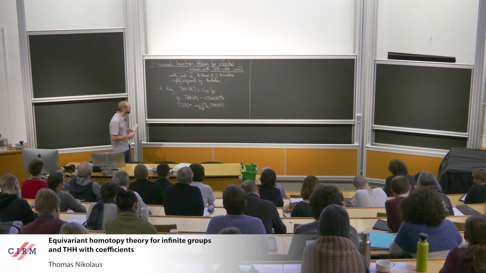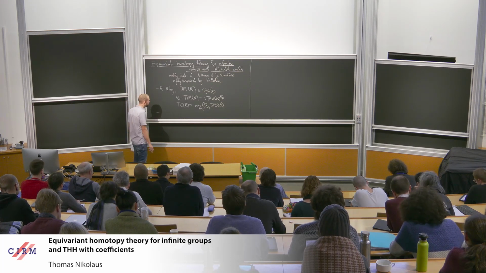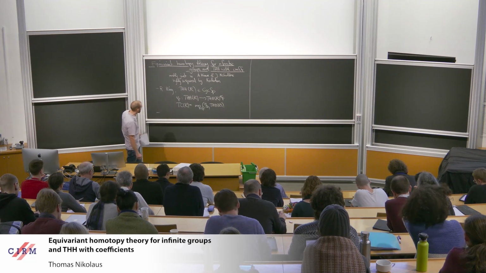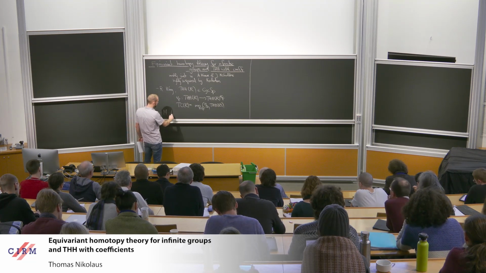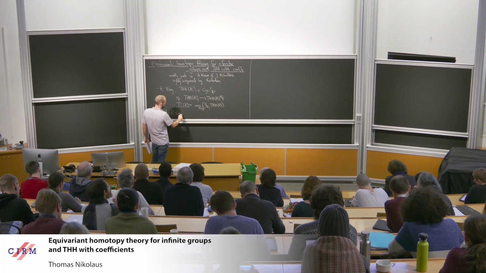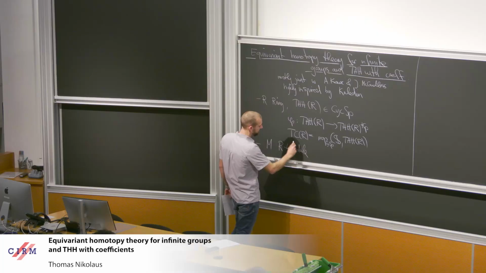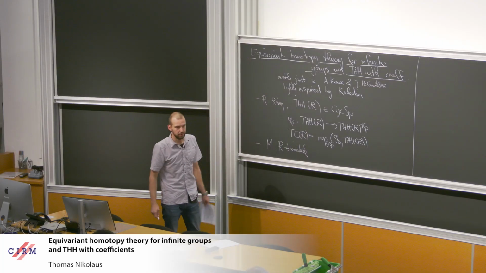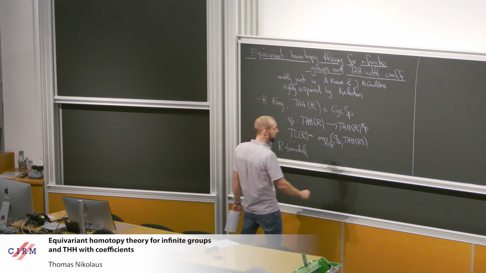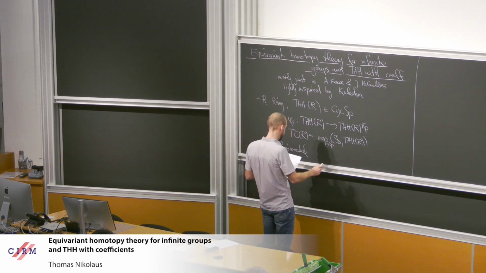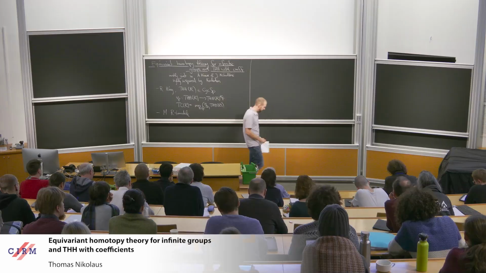But there's also this variant of TC, if on top of a ring you have a bimodule. So M is going to be an R-bimodule. And of course this also makes sense for ring spectra. Then there's this thing called THH with coefficients in M.